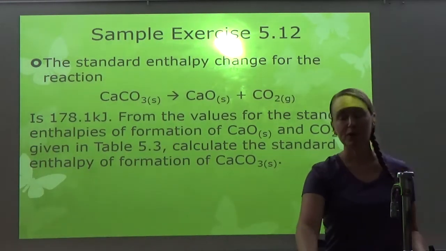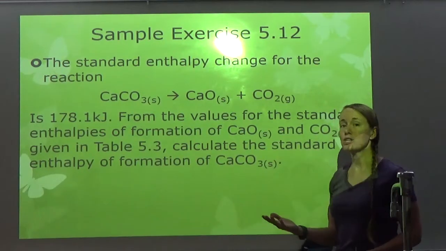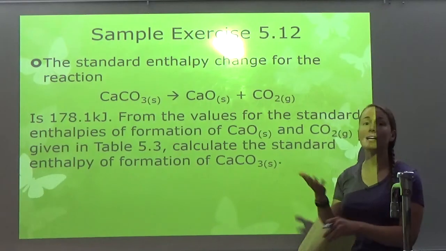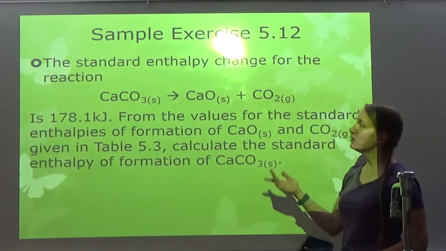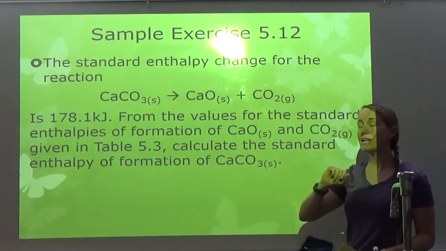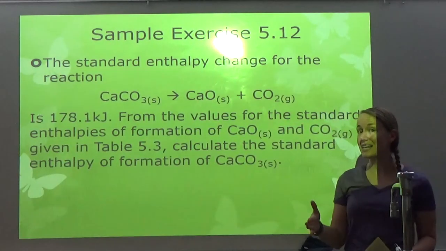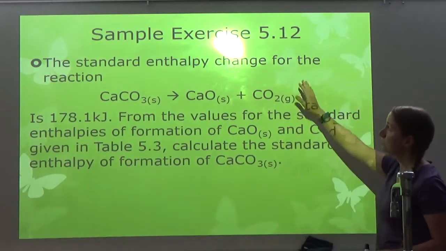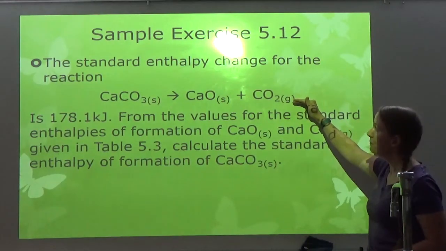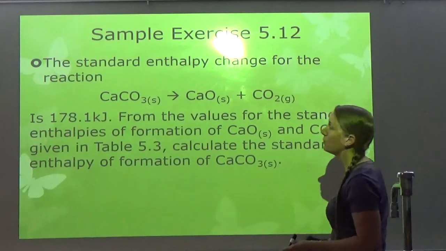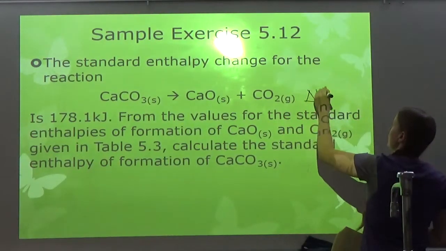Alright, so what we focused on so far is if they give me the reaction, I use the delta H's to get the delta H of the reaction as a whole. But sometimes what they'll do is they'll give you the delta H of the reaction, and they'll have you find one of the standard heats of formation that is not in the table. Okay, so that's what's happening here. So here's our reaction. It says standard enthalpy change is 178.1 kilojoules. So you can just think of it as this right here.